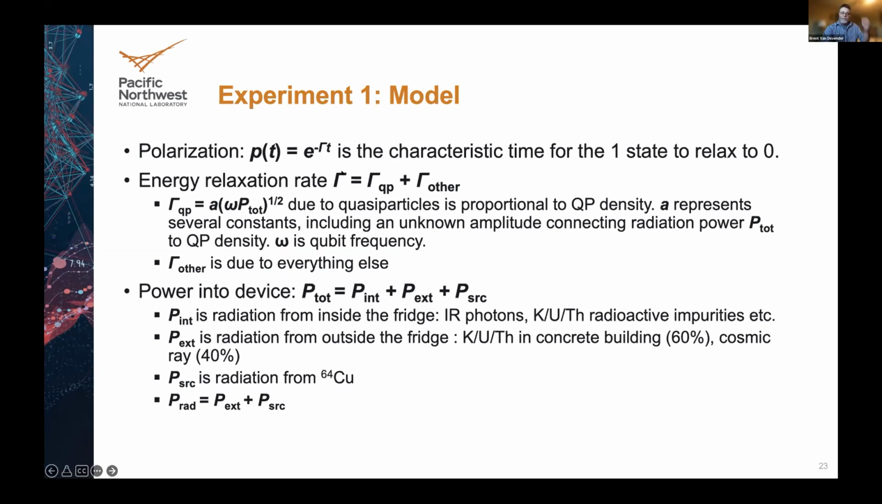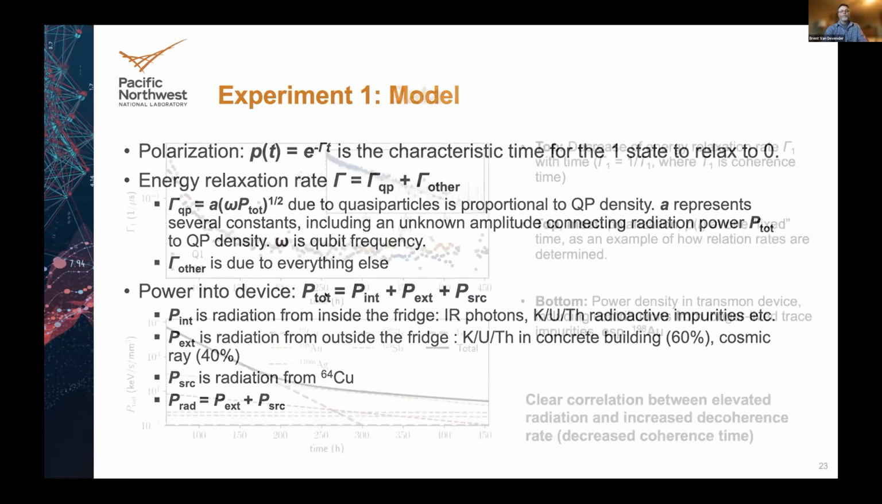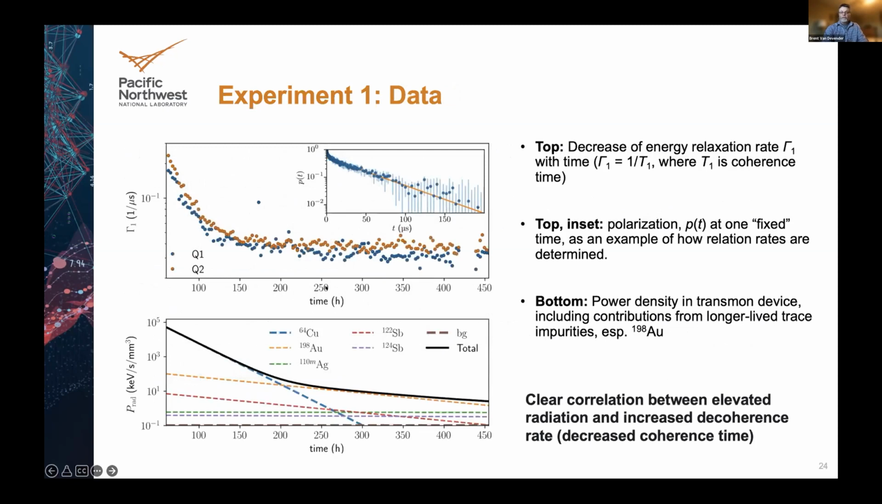That energy relaxation rate has two parts. There's a part gamma sub QP due to the quasi-particles, and then the gamma due to all the other ones. That's the normal exponential stuff. And we have a model for how the relaxation rate of quasi-particles should depend on the total power. There's this square root relation, which depends on the frequency omega of the qubit and this unknown parameter A. Gamma other is all the other relaxation mechanisms.